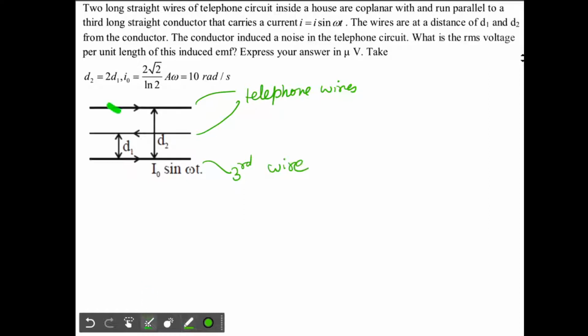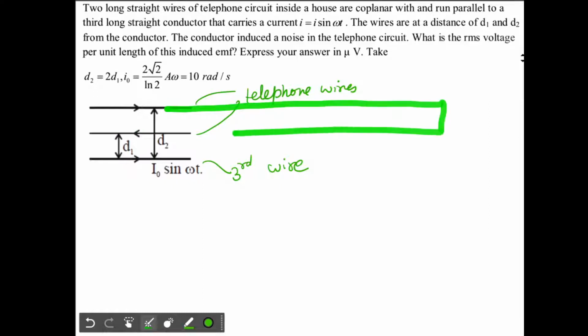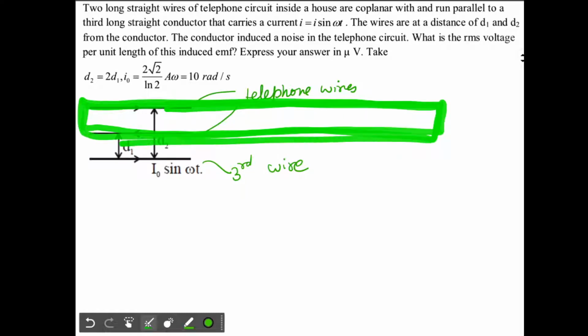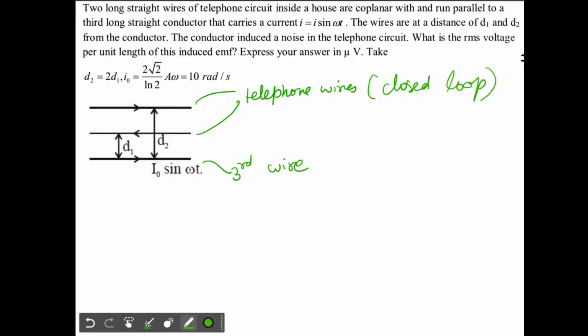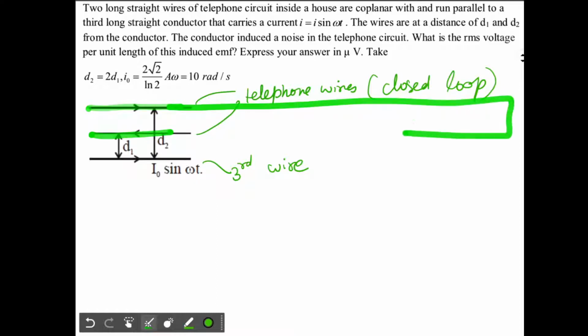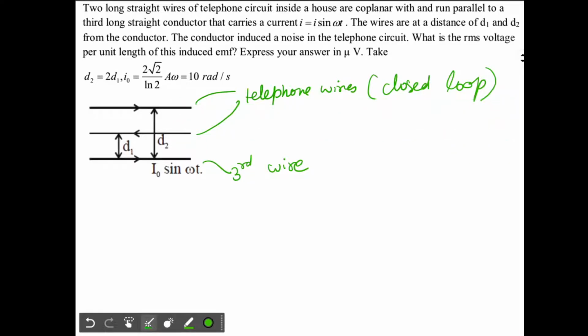Since these are the two wires of a telephone circuit, these two wires are part of the same circuit. So somewhere they form a closed loop. We have been shown only a part of the wires, but somewhere in this house they are creating a closed circuit. The wires are at distances d1 and d2 from the conductor.